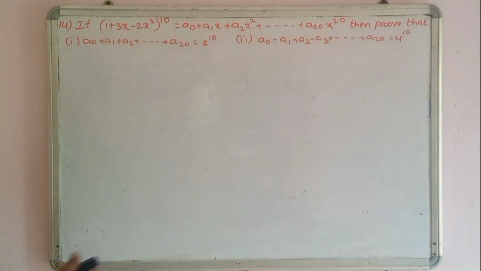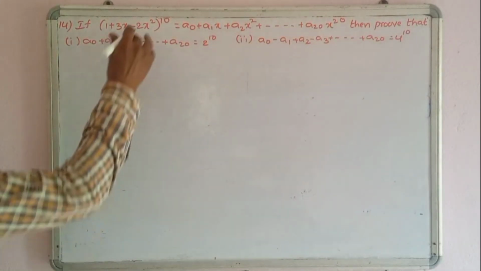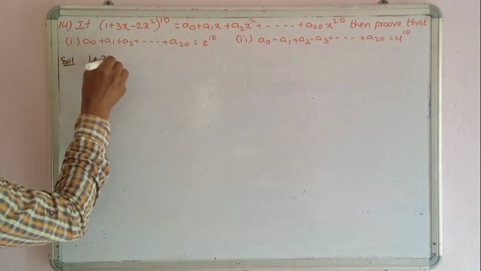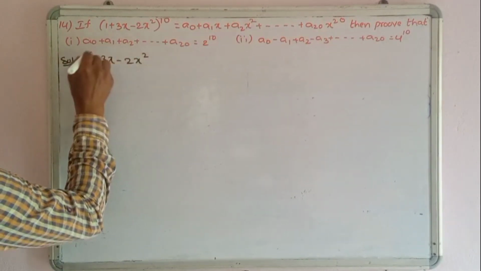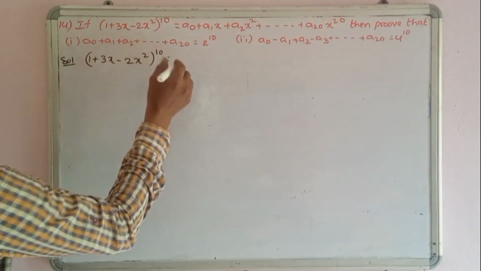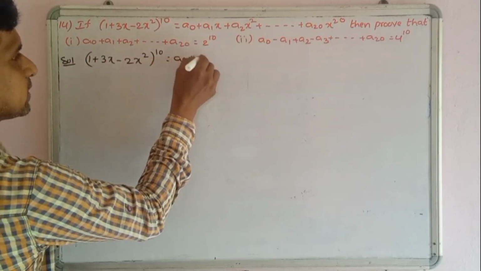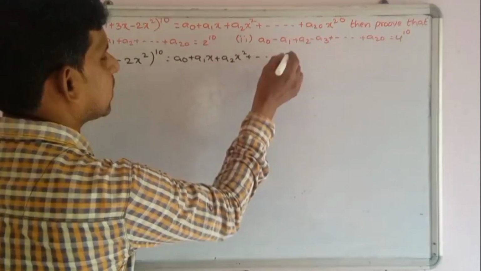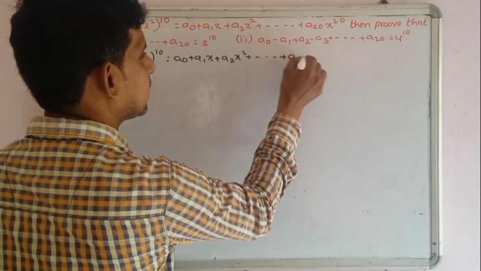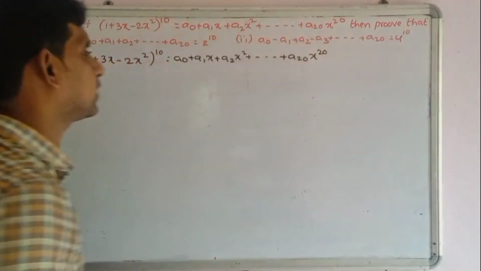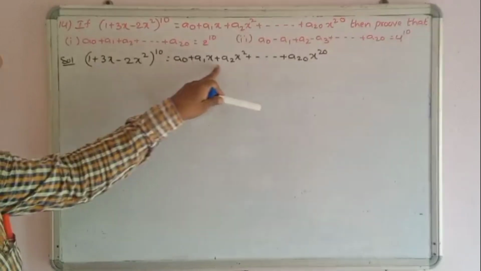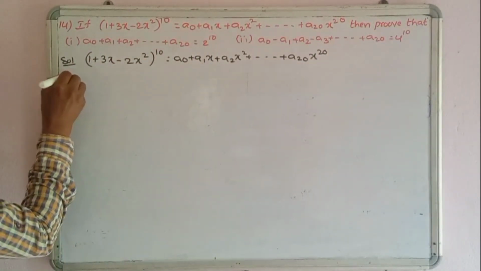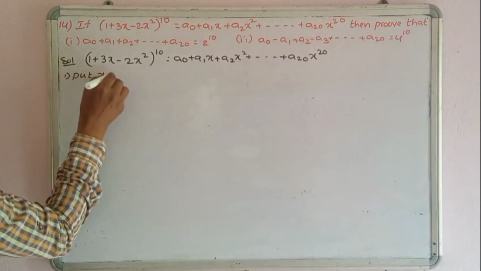Okay. See, first write the given expanded form. (1 + 3x - 2x²)^10 = a0 + a1x + a2x² + and so on up to a20x^20. Okay. See here a1, a2 and so on are there, so replace x equals 1. First one, put x equals 1.